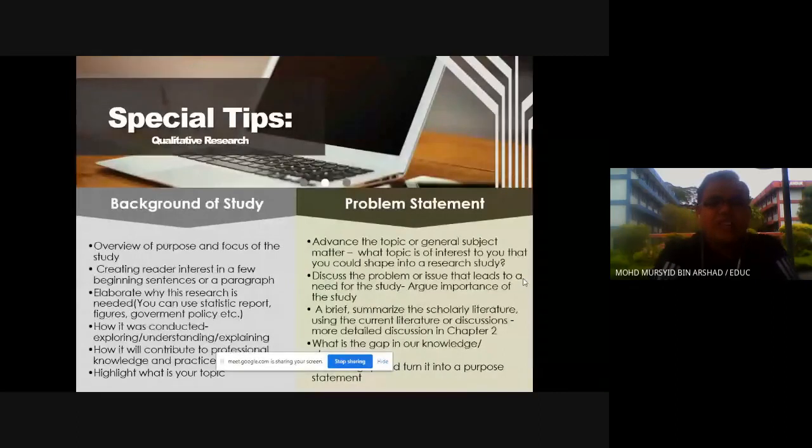Yeah. Okay, so this is the secret recipe on how to write the background of study. The background of study is actually the main part of the first chapter. You start with the background of study. So what is it? It is the overview of the purpose and focus of the study. You start with a very general overview, and you want to ensure the reader is interested in reading it.